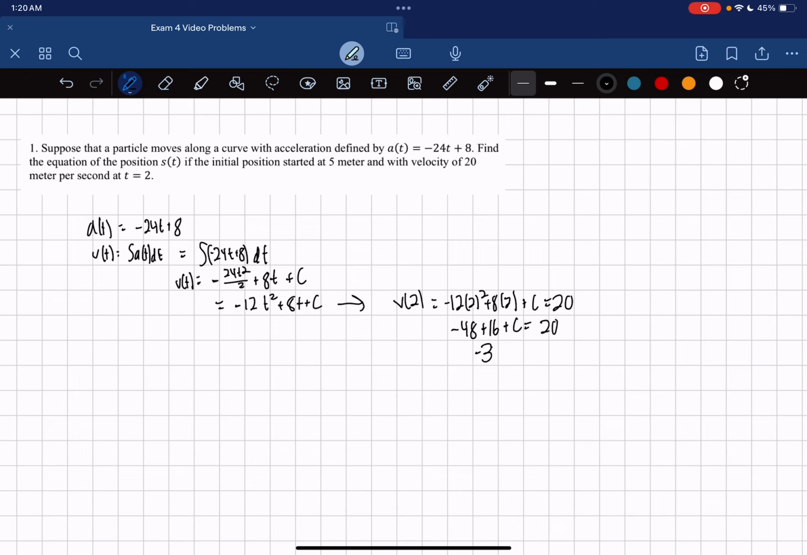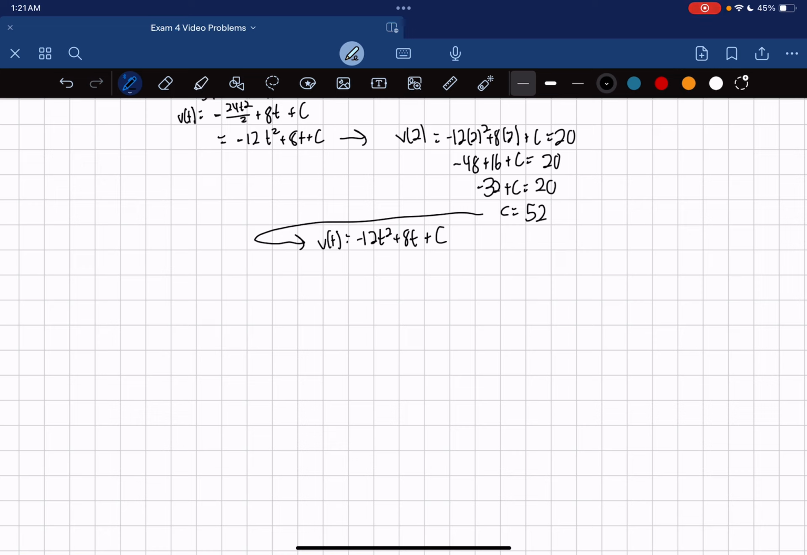Simplify, and then isolate the c. Then, this gives us an equation of velocity of t is equal to negative 12 t squared plus 8t plus c. Then, we can find an integral of velocity in order to get our position.